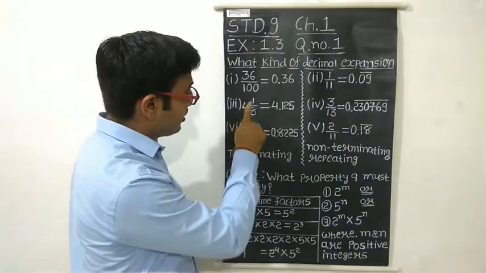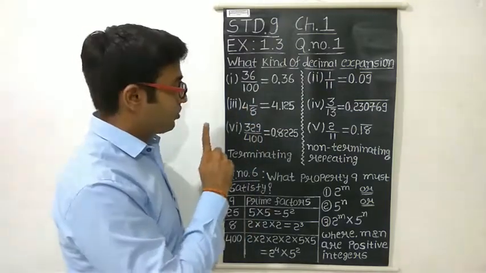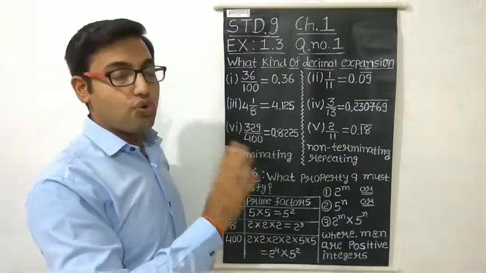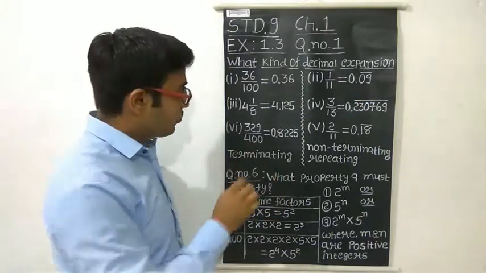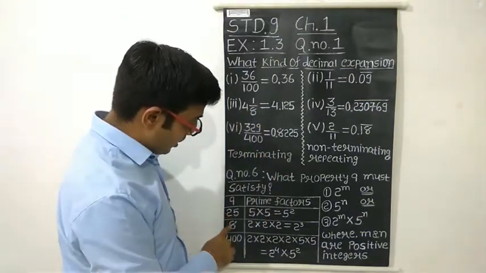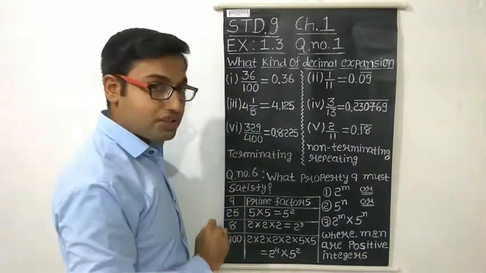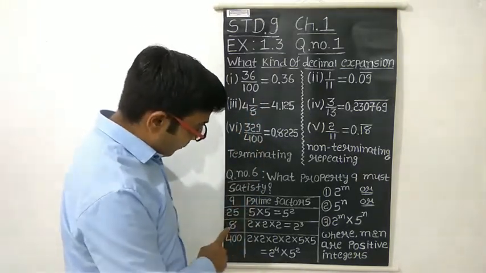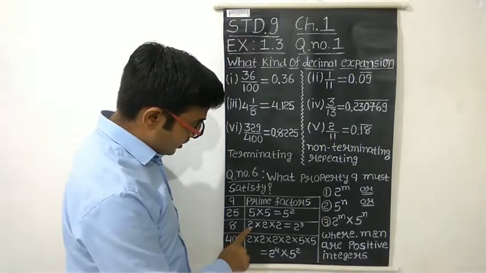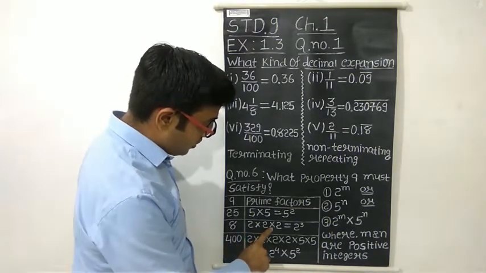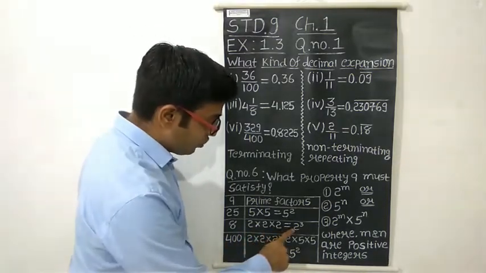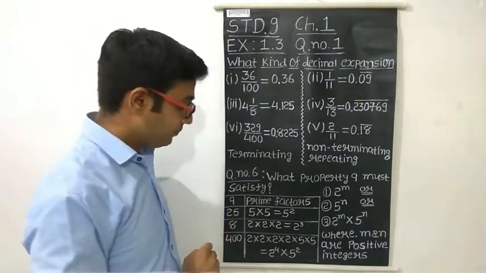Second one is here. Here we get 33 upon 8. Right? So 33 and 8 have no common factor other than 1. So we directly take 8. So our q for this case is 8. Q means the denominator. Prime factors of this 8 is 2 multiplied by 2 multiplied by 2. That means 2 raised to power 3.